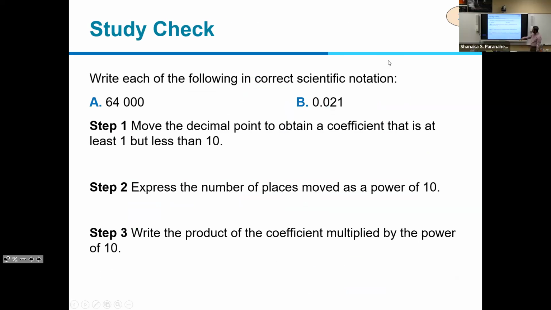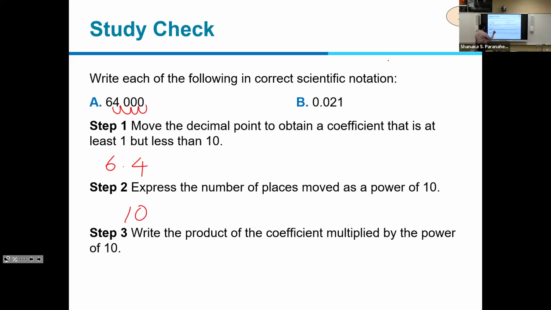Okay, so these are the steps to convert a number into scientific notation. First, move the decimal point to obtain a coefficient that is at least 1 but less than 10. So we're going to shift the decimal place until we reach 6.4. Now our coefficient is 6.4. Then express the number of places moved as a power of 10. From here to here, we need to shift it 4 times: 1, 2, 3, 4 times.